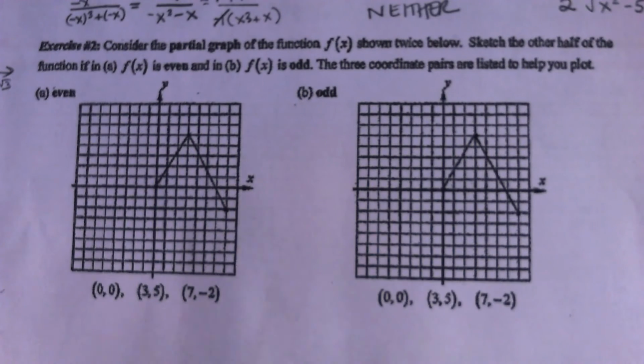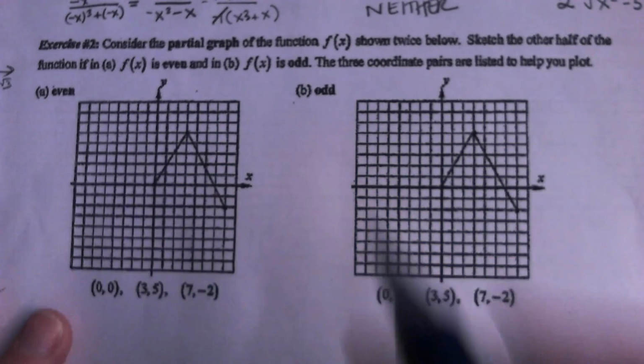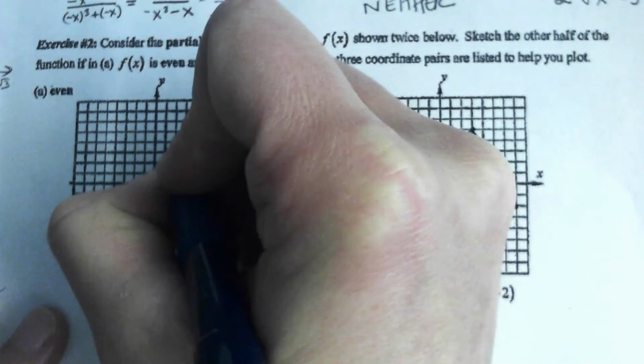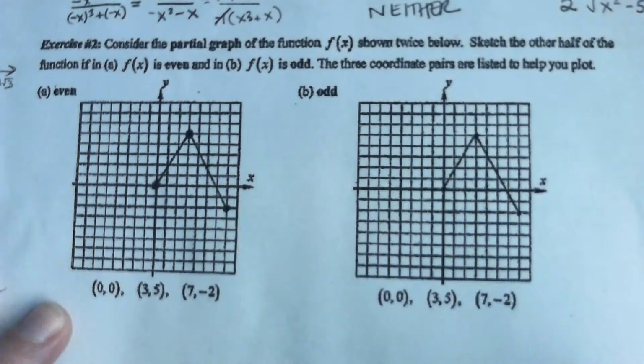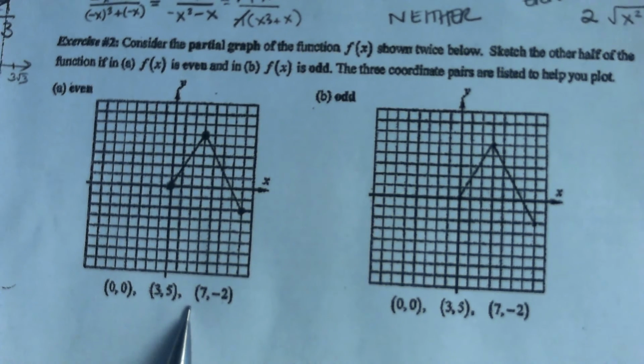In the next exercise, it gives us only a partial graph of a function. And it shows us the 3 points that they connected. So there's 0, 0, there's 3, 5, and there's 7, negative 2. Sketch the other half if it's an even function.